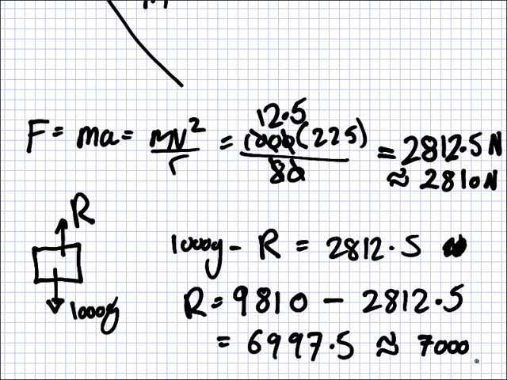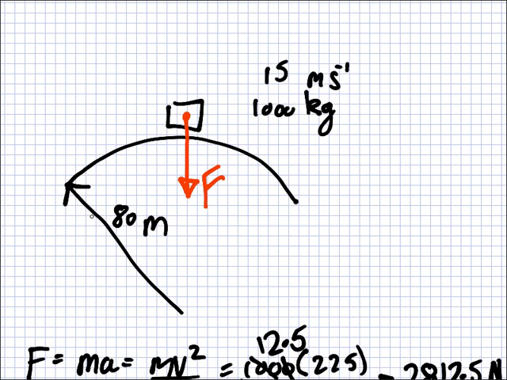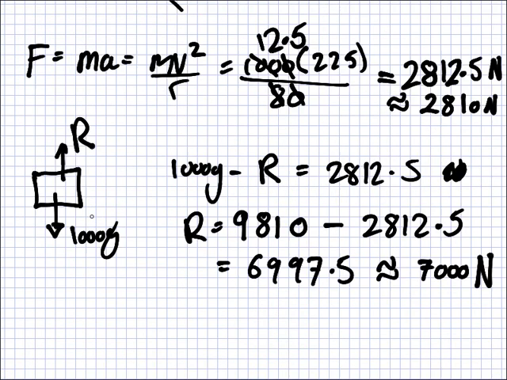So why is the reaction force smaller than the weight? Who can tell him that? Why is the reaction smaller than the weight? Yeah, if the reaction was bigger, the car would start to float up. You need the weight to be bigger to make it turn in the circle. Because remember at the beginning we said the total force is towards the centre of the circle.